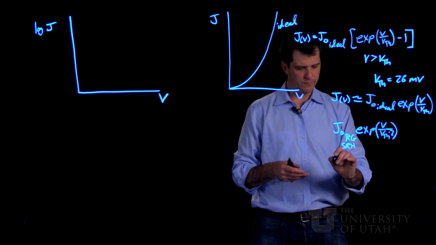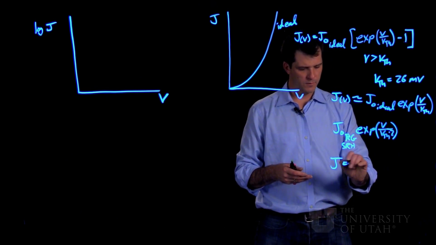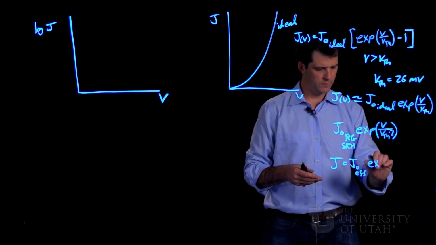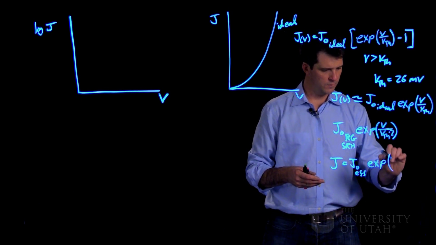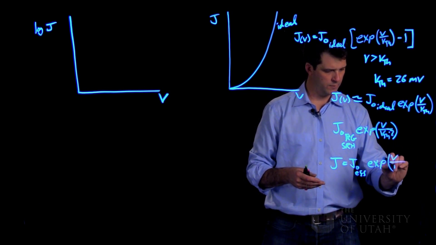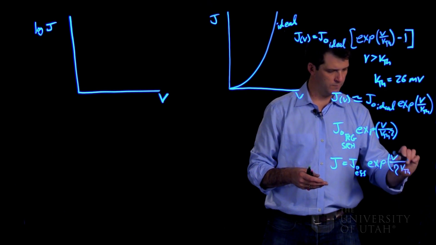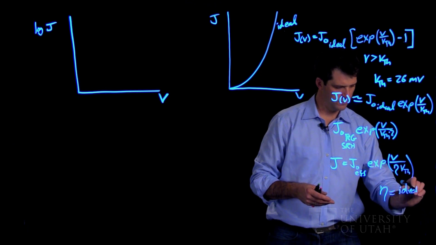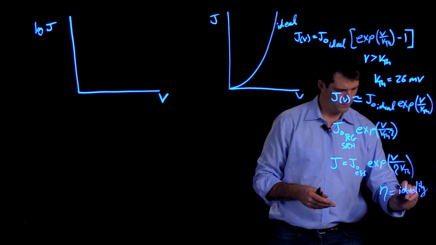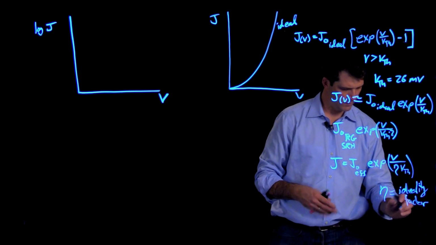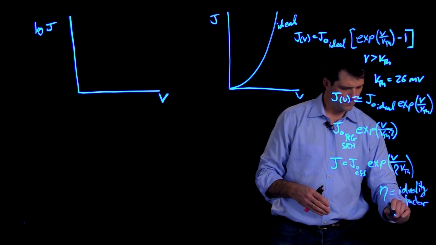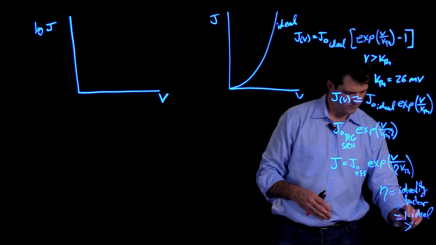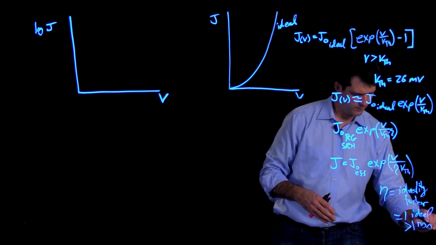So our total current for a non-ideal diode, whether that non-ideality comes from it being a short diode or recombination-generation in the depletion width, is going to be of the form J equals some J naught effective exponential of V over eta V thermal, where eta is our ideality factor, and it's always going to be greater than 1. So equals 1 for ideal and greater than 1 for non-ideal.